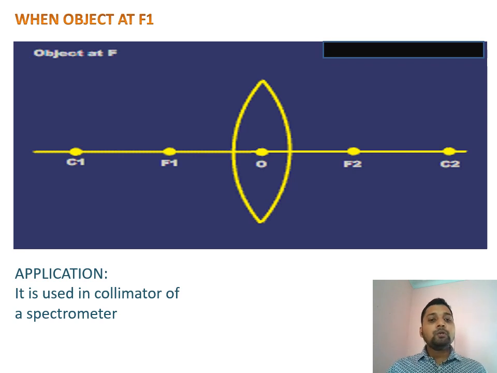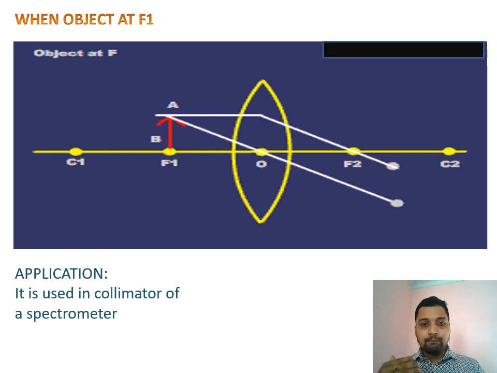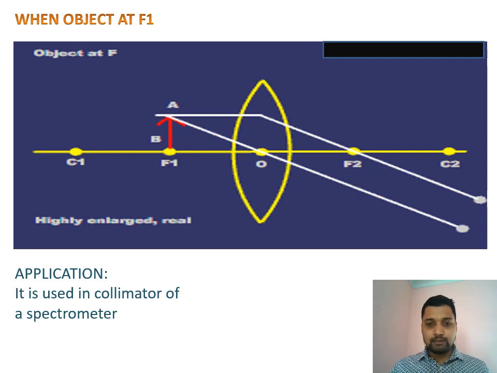And it is used in the collimator of a spectrometer. Collimator is used to get a parallel beam. Spectrometer is used to give the pure spectrum so that we will be able to differentiate between the spectrums.